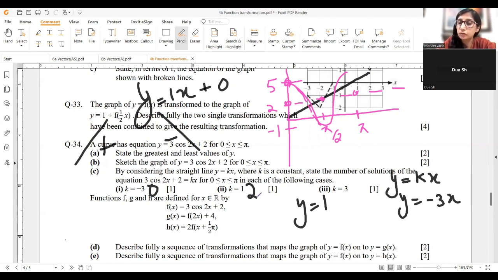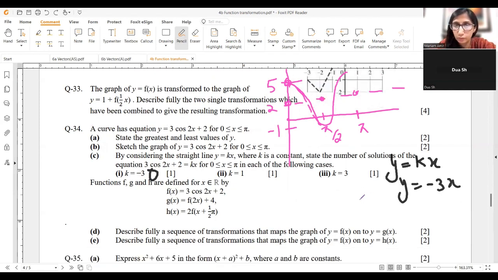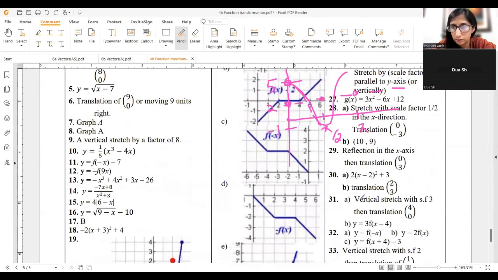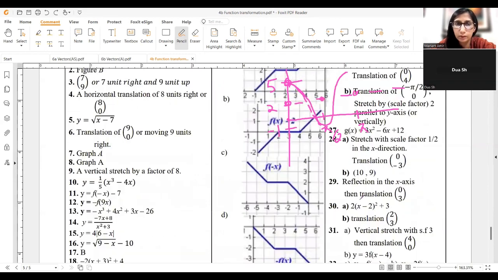Next, k equals 3. So y equals 3x is going to be a rising line, but a very steep rising line. So now there's only 1 point of intersection. So the answer for part 3 is 1. The answers are 0, 2, and 1. Let me check the answers as well. 0, 2, and 1. Yes.